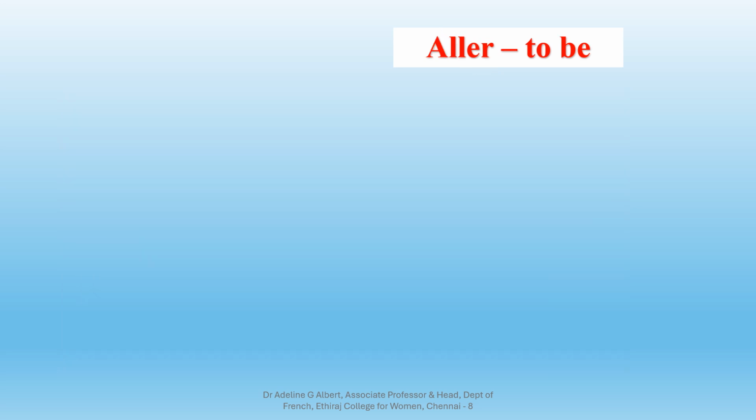Okay, third verb. Aller. Aller, look at the ending. It's an ER verb. Actually, it's the only ER verb that is irregular. Everything else follows the pattern, which we will be doing later. Alright, so aller means, it's not to be, I have been lazy, it means to go. Now, let me write it here. To go. Alright, it means to go. Aller is to go. Yes.